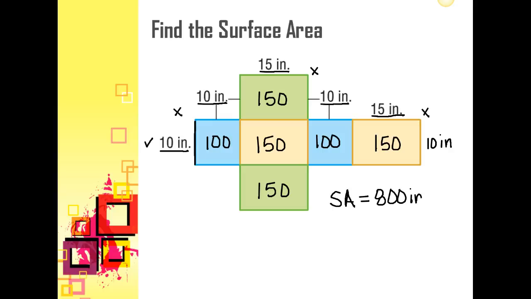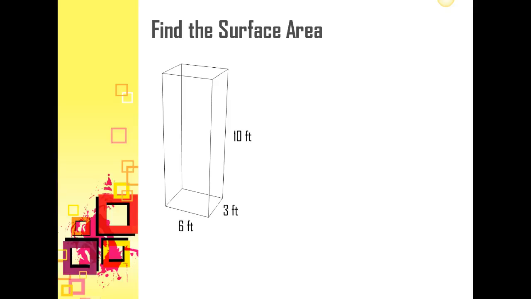This is just one way to find the surface area given the net like this. There are certainly ways you can combine the measurements to reduce the number of rectangles you have to find the area of, and you also could use the formula, but quite honestly, I think this is the easiest way to solve this. In this problem, we'll start with the rectangular prism.